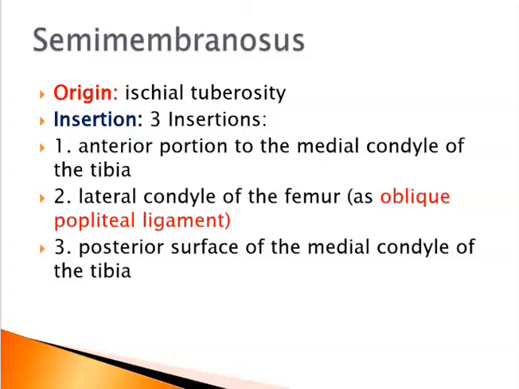Then second, it also reaches up to the lateral condyle of femur, running in the back of knee joint, forming one ligament that is called oblique popliteal ligament. This is one of the ligaments of the knee joint. Then it is also inserted into the posterior surface of the medial condyle of tibia. So this muscle is a modified muscle whose insertion has extended beyond, or some part of the muscle might have been lost and that remained as a tendon.